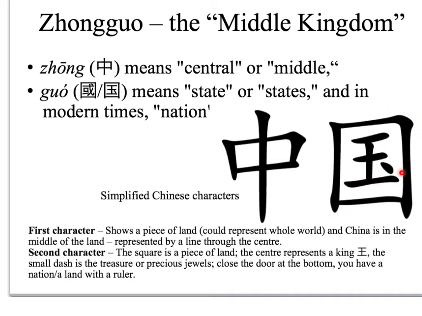Here, this symbol represented a king, and this small little mark here represents the treasure or jewel. So you have here a kingdom with a king, but it's closed in. The borders are shut because they're protecting their treasure. And together, these two symbols, the Middle Kingdom, represent Zhongguo, China.